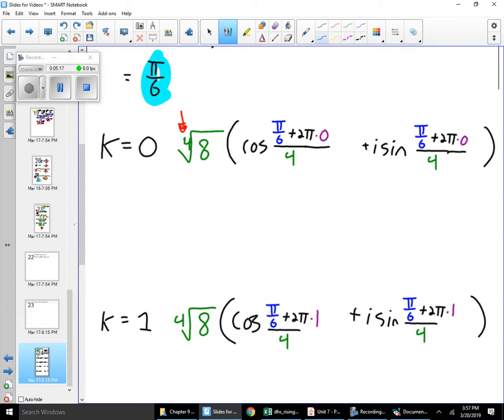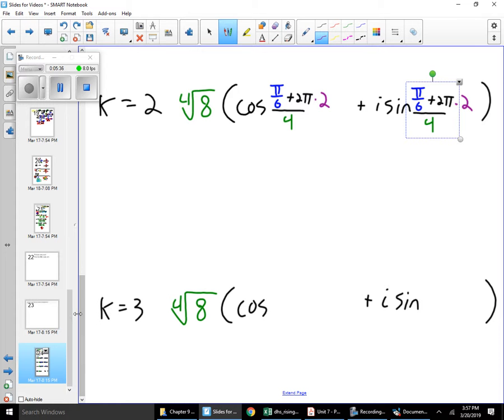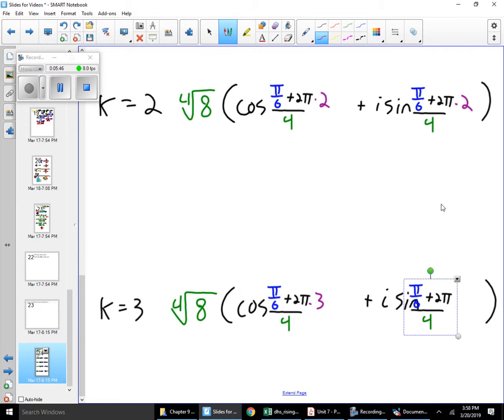I can at least clean these up. When we come down and k is 2, again, that just means that you are now multiplying that numerator by a 2. And last but not least, when k is 3, you guessed it, we'll be multiplying that 2 pi by 3. That one didn't quite go right.